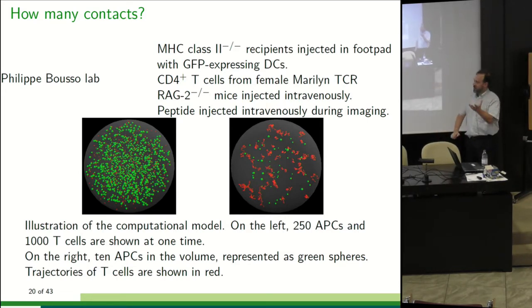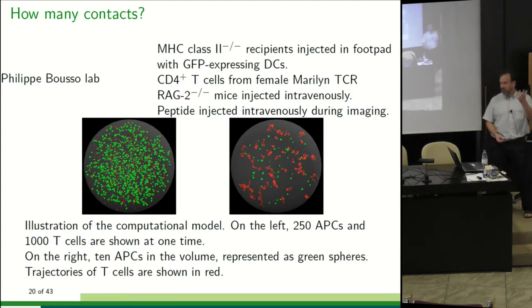Similarly, you can breed a mouse that doesn't have the right dendritic cells. Why would you want to do that? You can keep it alive in the lab because it's not exposed to pathogens, so that you can take dendritic cells from another mouse and inject them, in a way that they fluoresce so that you can see them. So now you can see in a mouse the dendritic cells and the T cells. It gets better.